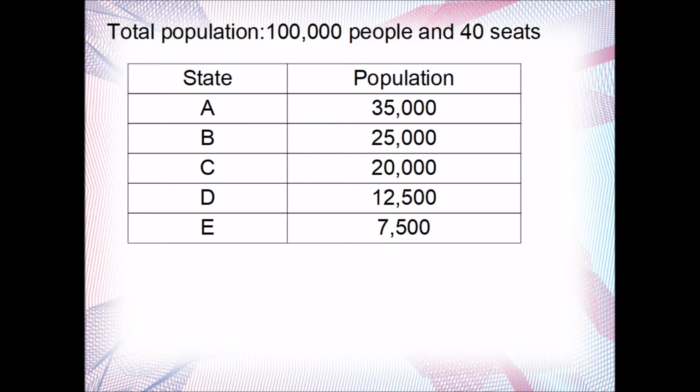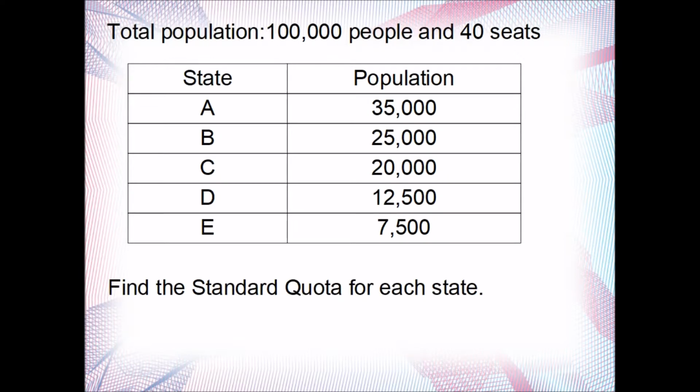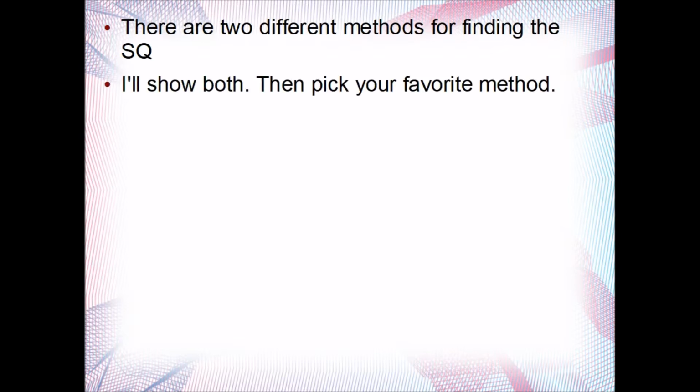I have provided this nice chart here that gives the population of each individual state. For a nice little check to make sure that I'm doing everything legitimately, you can add up the total populations, but they do add up to 100,000. So what we want to do is find the standard quota for each state. The standard quota is the number of seats that each state is going to receive, so that will help them divide up their House of Representatives. There are actually 2 different methods for finding the standard quota. I'm going to show both of them to you. They're pretty similar. It boils down to doing stuff in different orders. But you can pick your favorite method out of the 2 and just use that one all the time.